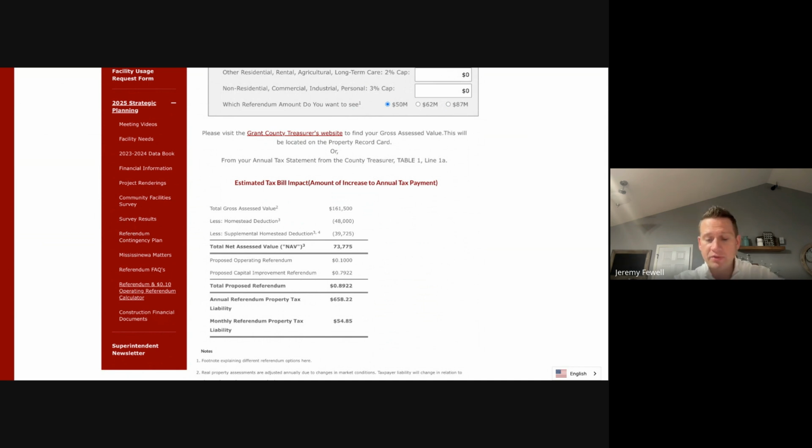I'd also encourage people to look at that number differently. We have it on a monthly basis, but if I take this particular property right here, the annual liability is $658.22 divided by 365 days. That's $1.80 per day. So I really encourage people to look at it from that perspective, not only on an annual basis and a monthly basis, but also a daily basis, to show what that impact is for you.